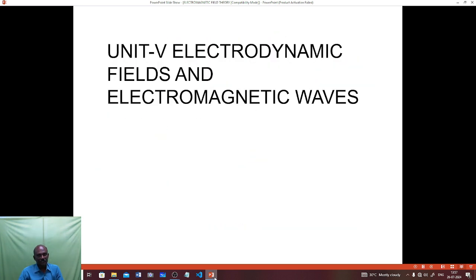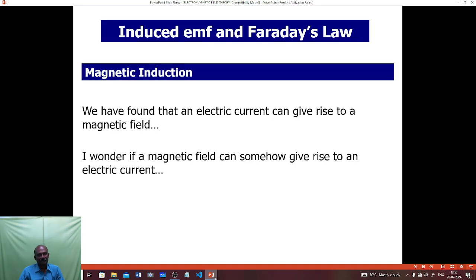So finally we have electrodynamic fields and electromagnetic waves. So with electromagnetic waves as a propagator, we have discussed the various wave parameters and how to solve electromagnetic wave problems using Maxwell's equations. This is all involved in this topic.